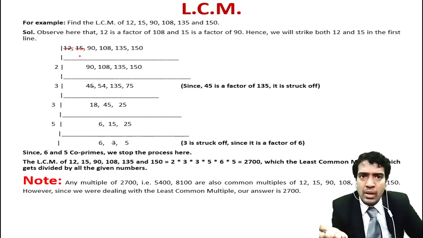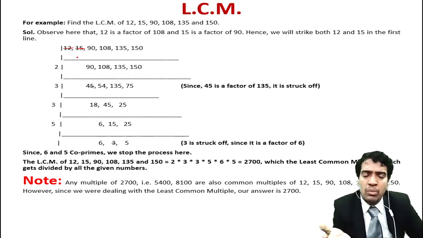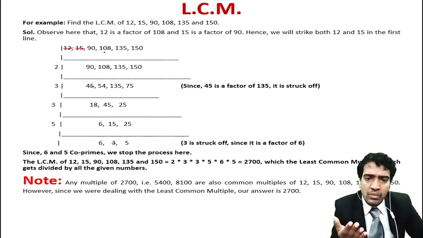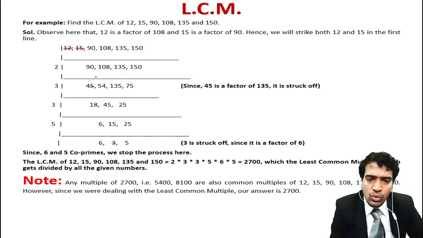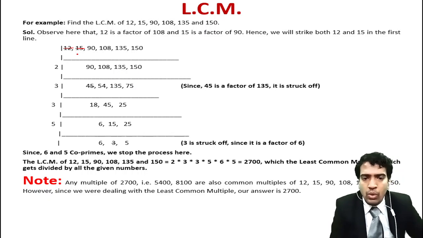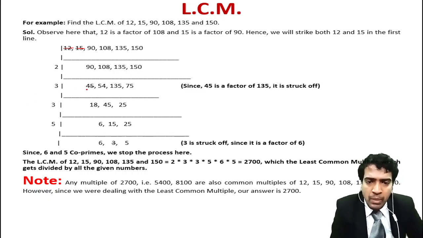It is like a Herculean task. You can reduce the number of steps by simply striking those numbers which are factors of other numbers in the given line. Okay, so since 12 is a factor of 108 and 15 is a factor of 90, I struck them off. Okay, now start with the factor 2. 2 45s are 90, 2 54s are 108, and because 135 cannot be divided by 2, I carry that below. 2 75s are 150.